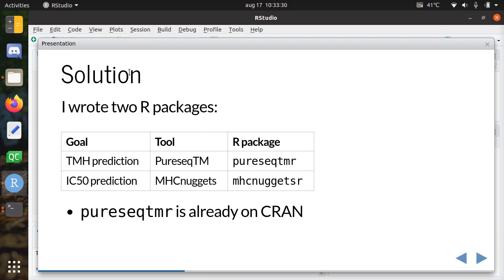I solved that by writing two R packages. To call PureSecTM, I wrote the package PureSecTMer, and to do the IC50 prediction using MHCnuggets, I wrote the R package MHCnuggetsr. And this one is already on CRAN, and CRAN is a place where people put their software so other people can use it, and it's already being used by others. So that's great.